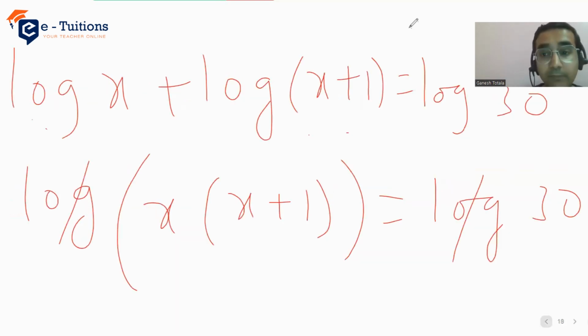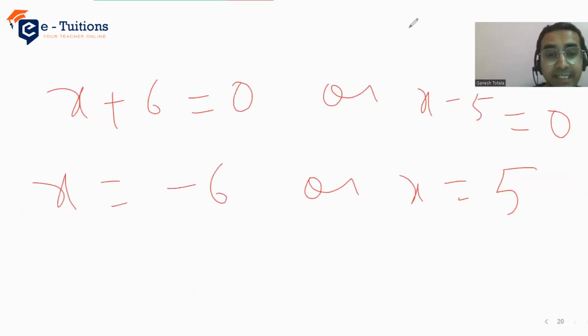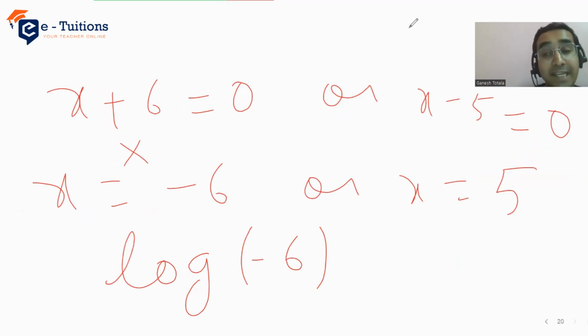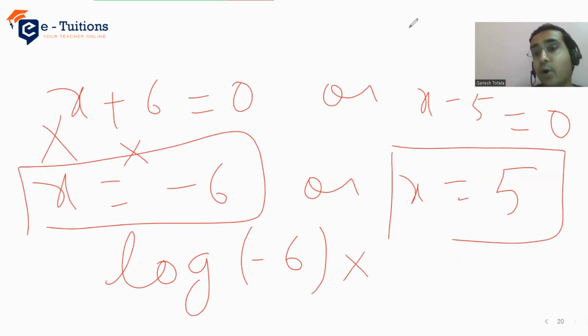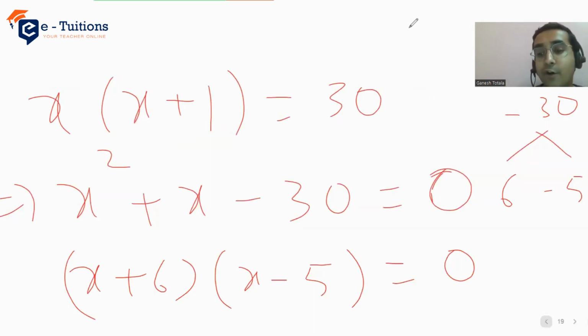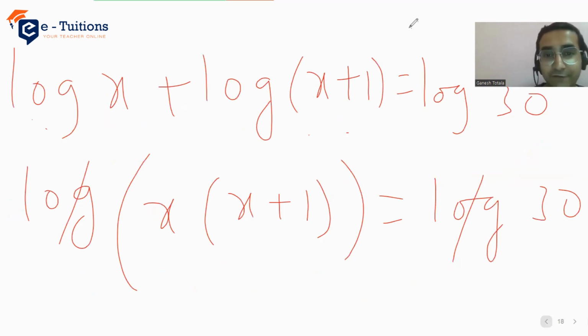However, negative 6 will not be acceptable because if we try to substitute, it will be log of minus 6, and log of negative numbers is not defined. So the answer cannot be x equal to negative 6. So the only option left with us is x equal to 5. So the value of x is equal to 5. So I hope this question is clear.